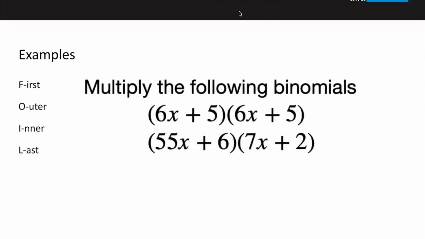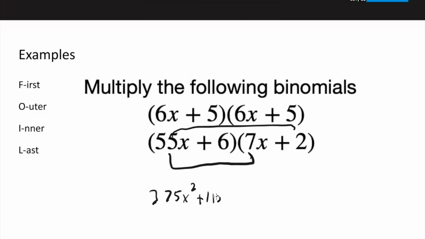Now let's do the second question. 55x plus 6 times 7x plus 2. The first terms in this instance are 55x and 7x. Multiplying them together, you get 375x squared. The outer terms are 55 and 2. Multiplying those together, you get 110x. And then the inner terms, 6 and 7x, you get 42x. Finally, the last terms, 6 and 2, you get 12.